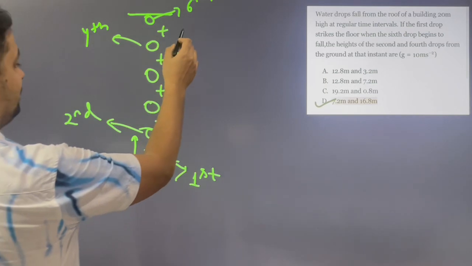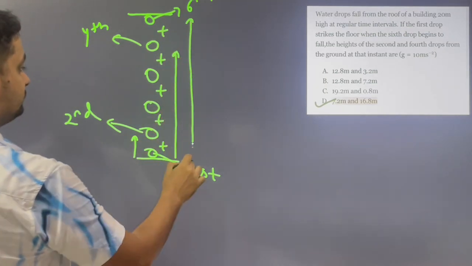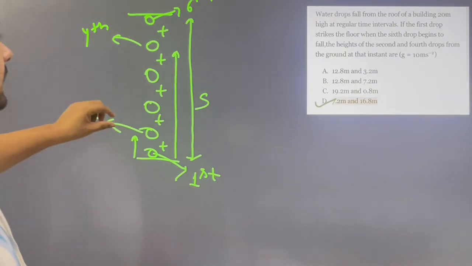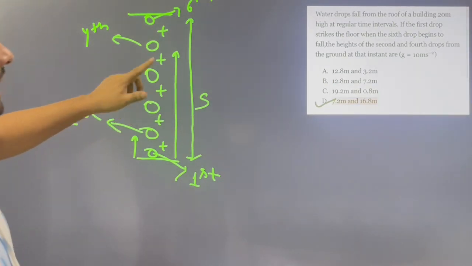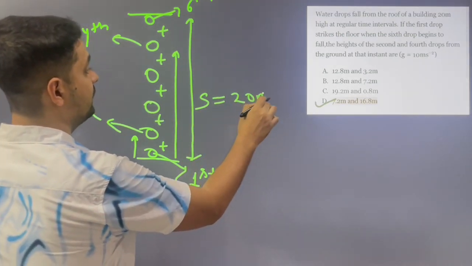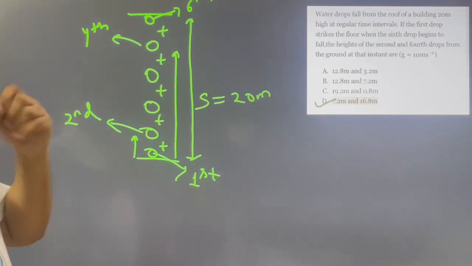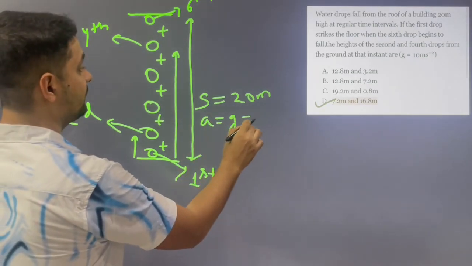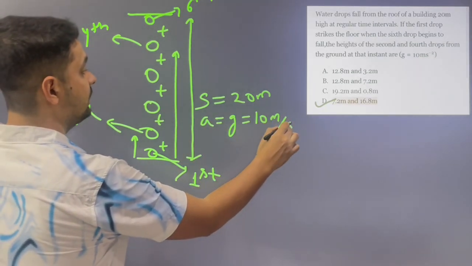This total displacement is S. Okay. Now here when we will find S, already the S value is given, what? 20 meter. This S is given already, 20 meter. A is given. A is what? G, that is 10 meter per second square. It is given in the question.